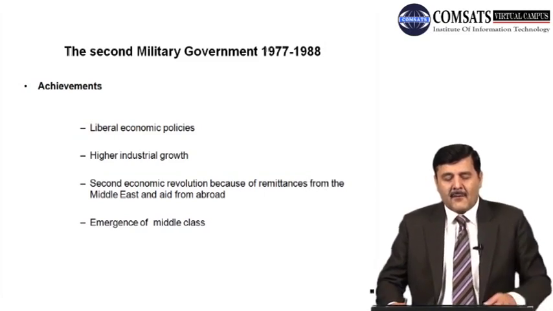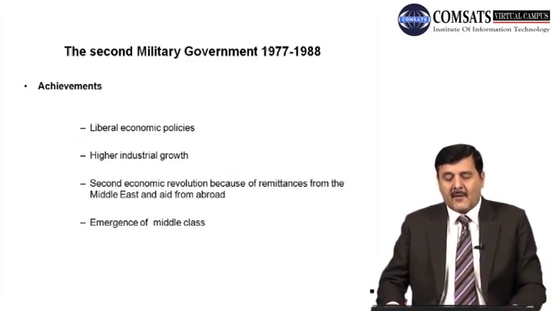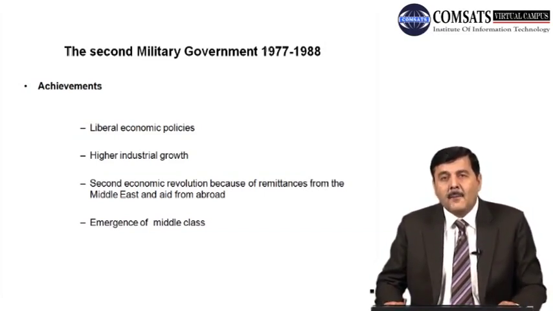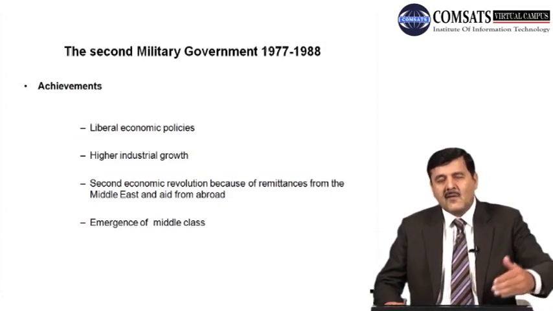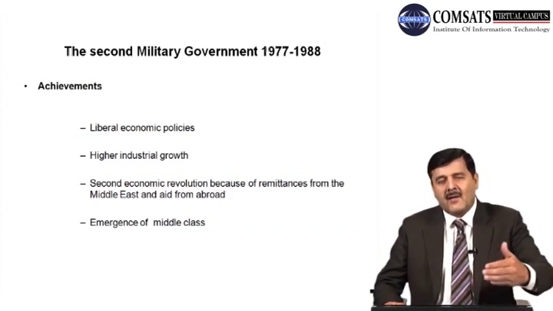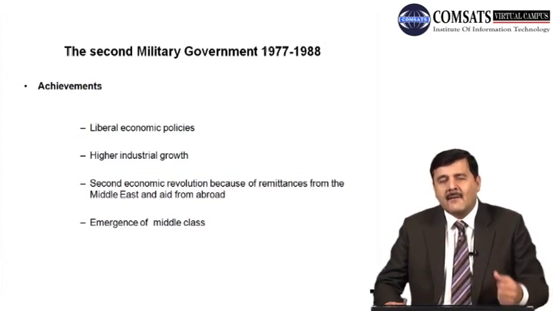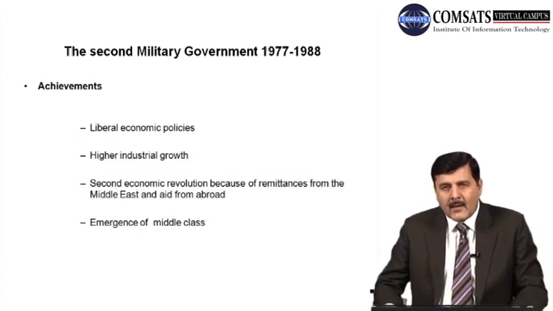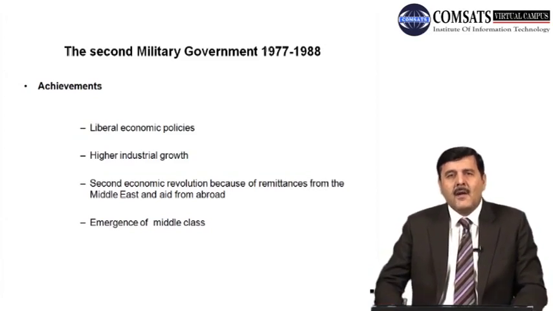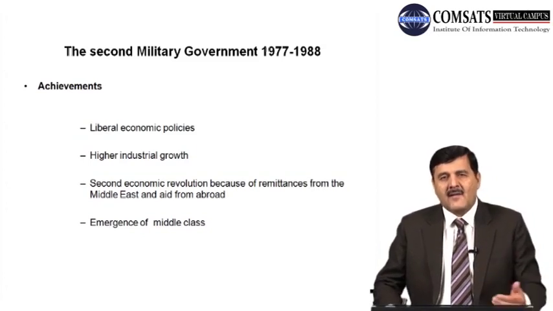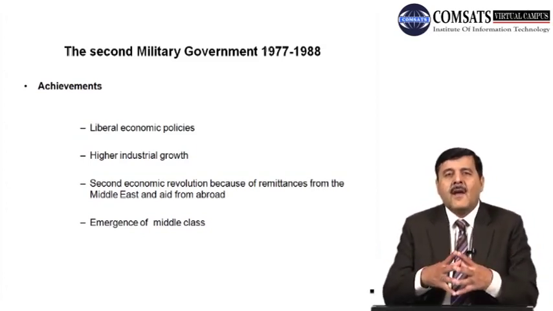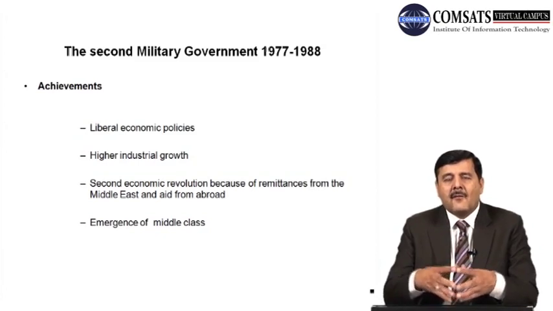उसके बाद second economic revolution because of remittances from the Middle East and aid from abroad. सबसे ज़्यादा aid जो आई है पाकिस्तान में, so that was the period of 1977 and 1988. और remittances भी सबसे ज़्यादा इस टाइम पे, जैसा कि हमने पिछली स्लाइड में बात की कि 1970s का जो पीरियड है, and there was a boom in Middle East economy. उस बूम की वजह से बहुत सारे पाकिस्तानी लेबर वहाँ पाकिस्तान से बाहर मिडल ईस्ट में चले गए, और जिसकी वजह से रेमिटेंसेस आए मुल्क में, फॉरेन एड आई.